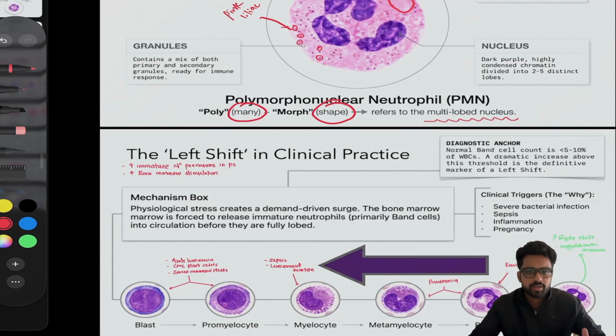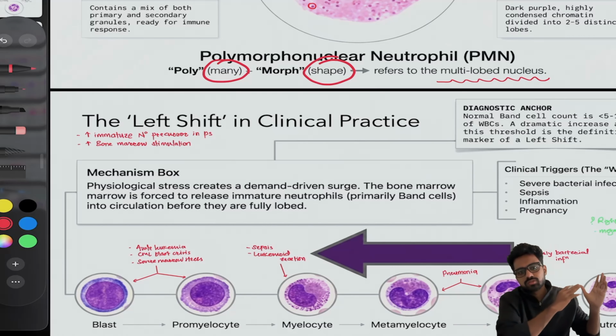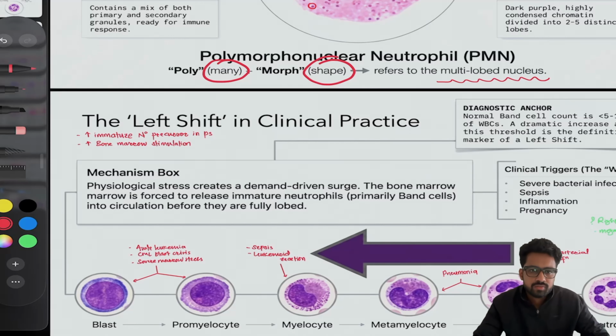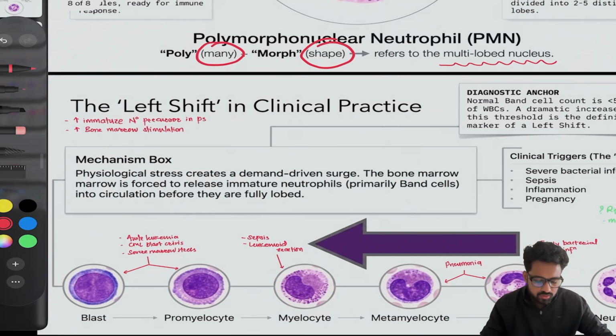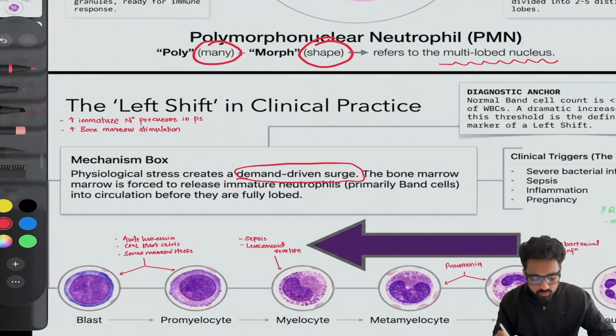So lastly, the left shift. Always asked in clinical practice: what does it mean and why does left shift occur in the body? So the left shift means there is increased immature neutrophil precursor in the peripheral blood smear, as we learned earlier, from neutrophil towards the blast. It is a left shift. Why does it occur? Because physiological stress creates a demand-driven surge. Here you can see, the bone marrow is forced to release immature neutrophils, most commonly band cells, into the circulation before they are fully lobed in the bone marrow.